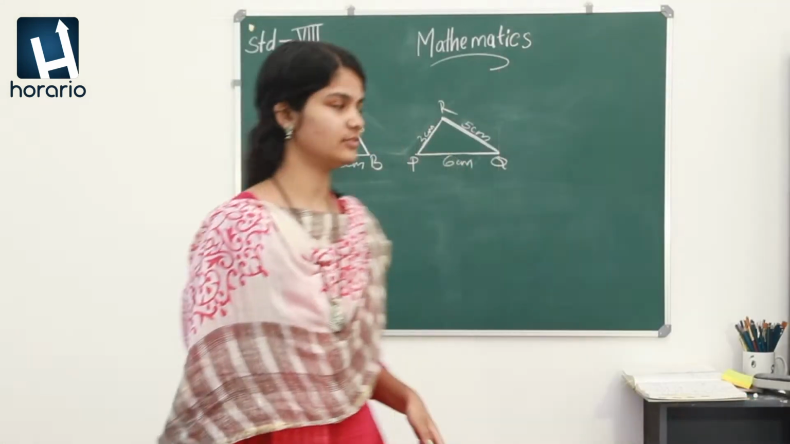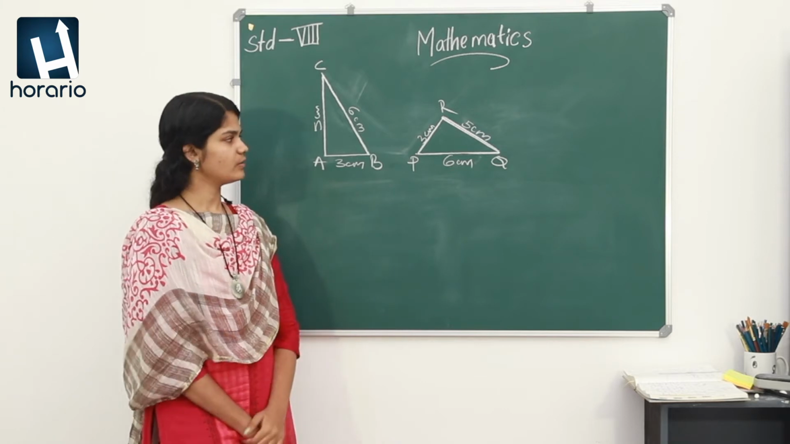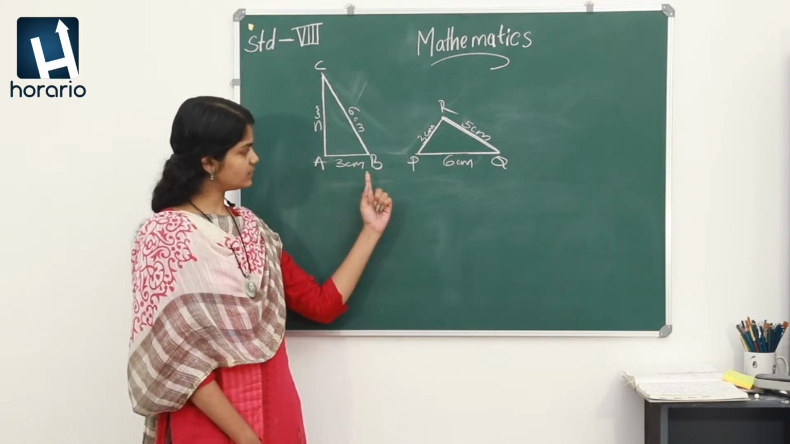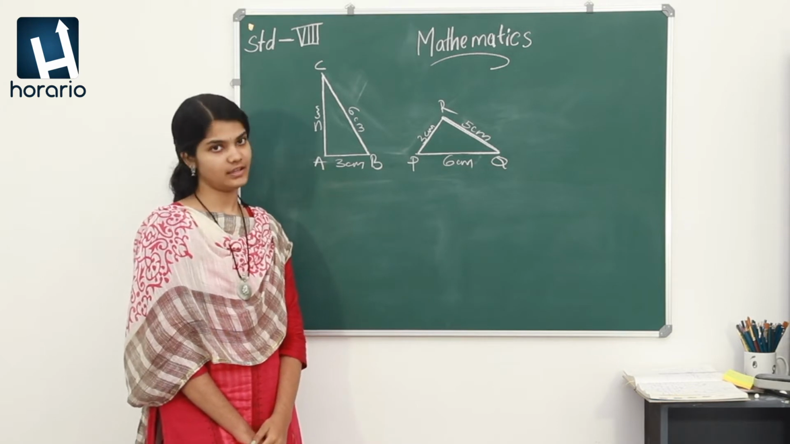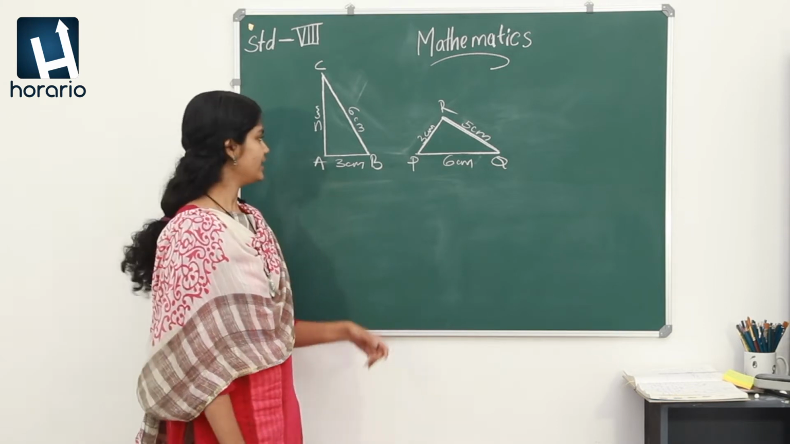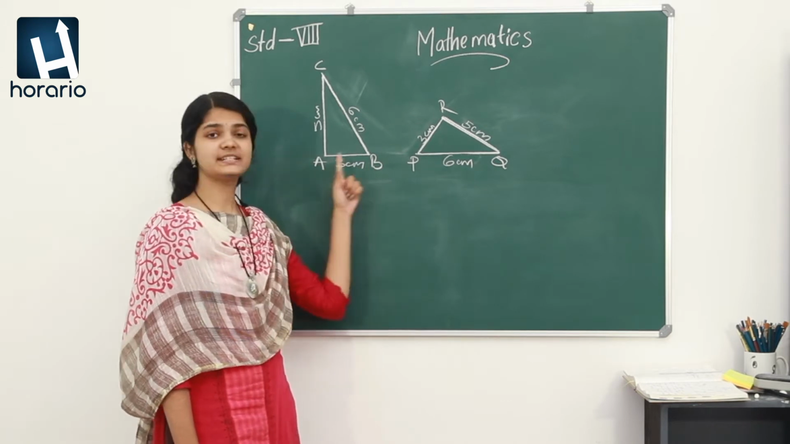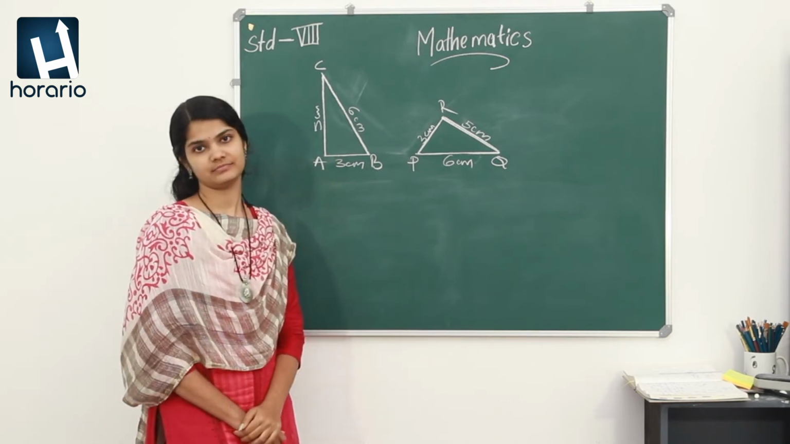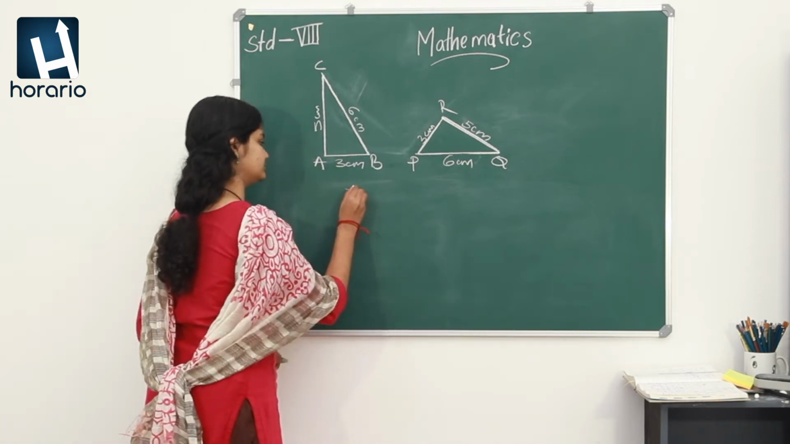So today we are going to discuss further more about equal triangles. Are you ready? So here I have drawn two triangles. What is the similarity between these two triangles? Yes, it is equal in measure. Now, what is the equal sides of these two triangles? What are the equal sides?